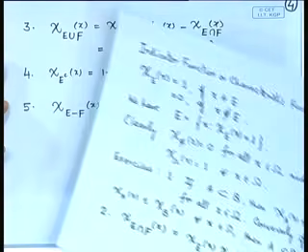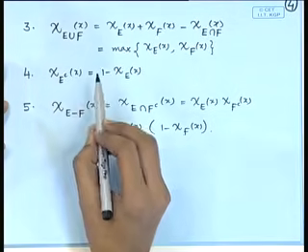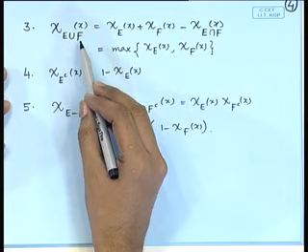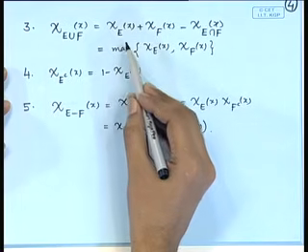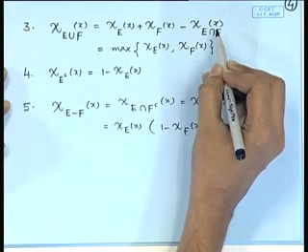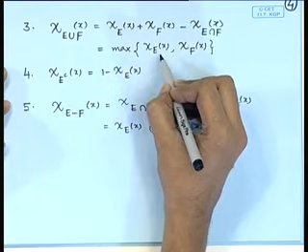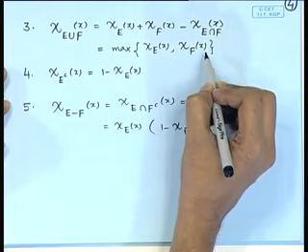Similarly, the indicator function relations for the unions, complementations and differences are also there. For example, chi of E union F at x is equal to chi E of x plus chi F of x minus chi of E intersection F at x. It is also alternatively equal to the maximum of chi E of x and chi F of x.